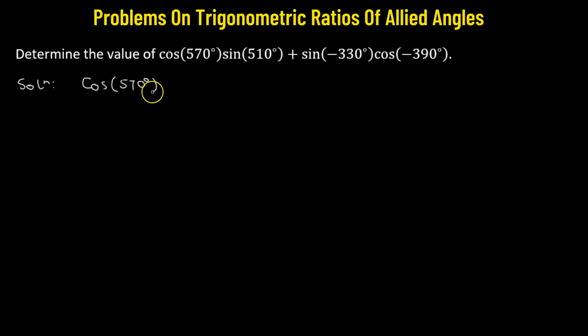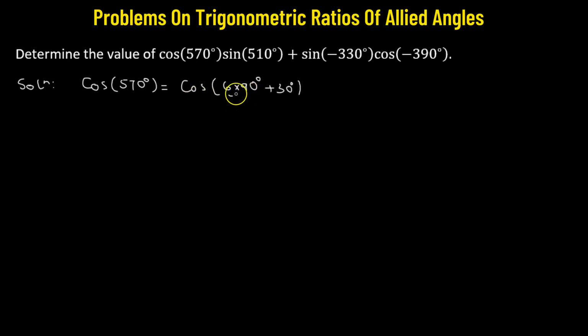Now we can rewrite 570 degrees as a multiple of 90 degrees. So let's say if we have 6 times 90 degrees, that's 540 degrees. Now we are still short of 30 degrees. We will add 30 degrees to it, and this corresponds to 570 degrees. The reason we are using this method is because now we have an even multiple of 90 degrees.